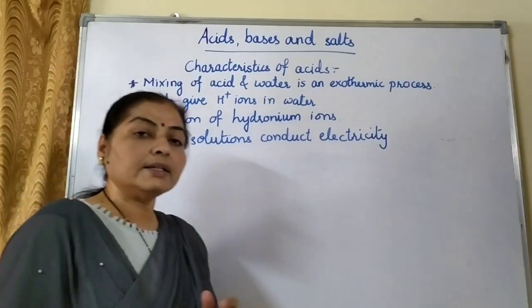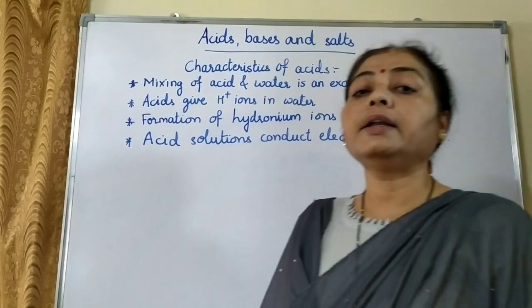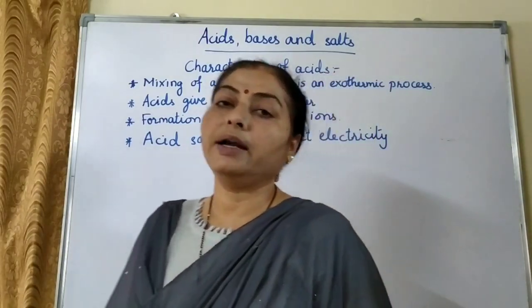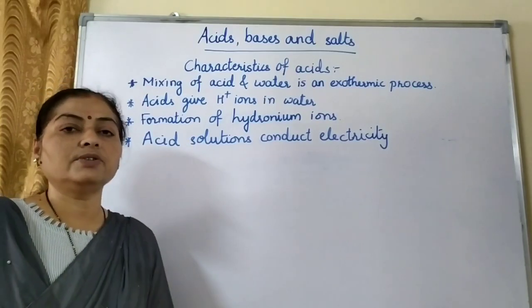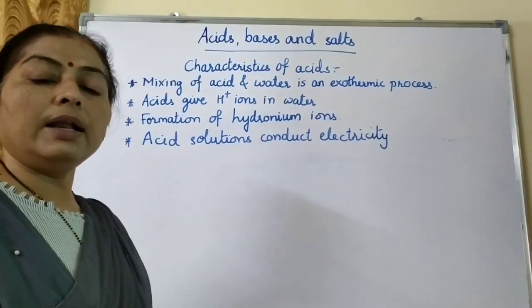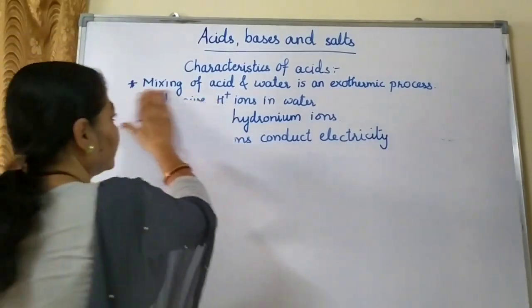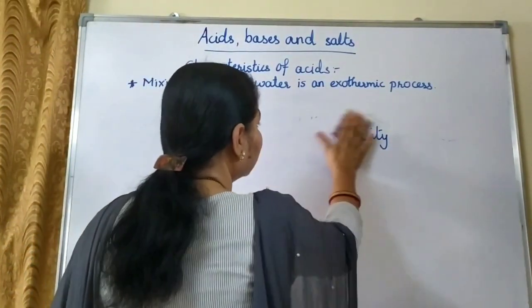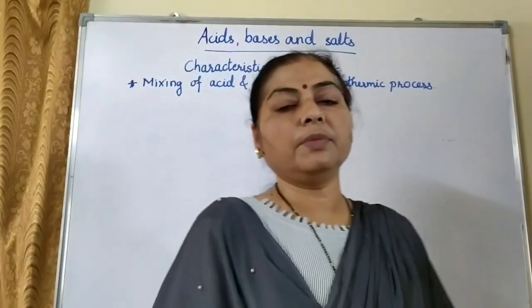Acids give H+ ions in water. Acid solutions conduct electricity, and in water acids form hydronium ions. So these are the main 4 characteristics of acids which we are going to see today. Let us see in detail one by one all these characteristics. So the first characteristic is the mixing of acid in water is an exothermic process.